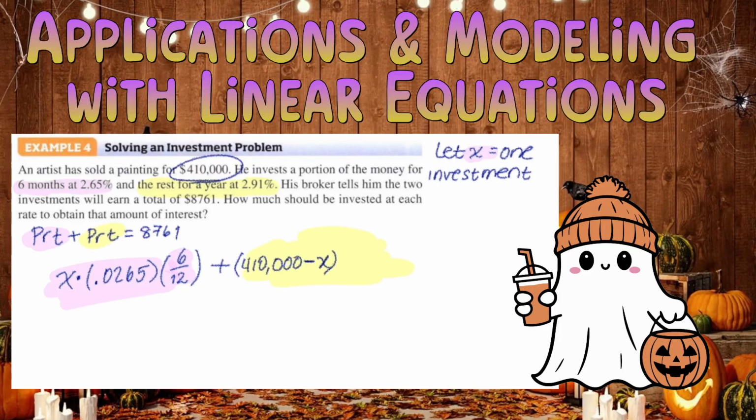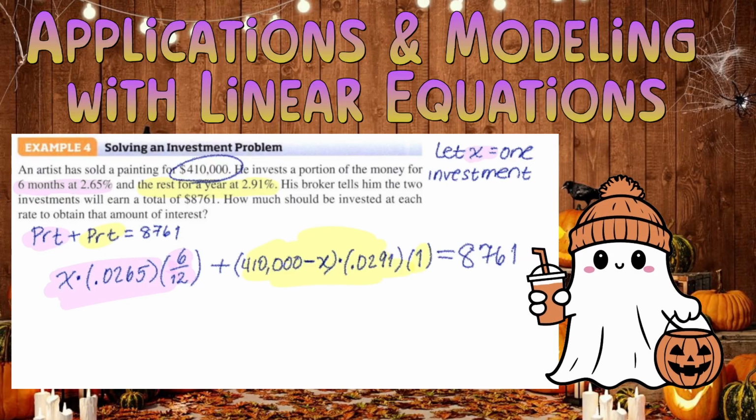So that's P times rate as a decimal. Let's write it: 0.0291. That's my rate. And it's for a year, so time is in years, so it's 1. Then that equals the total amount of money, 8,761. And that's it. We can solve this now. We are good to go. We have everything that we need. And we can basically just use a calculator.